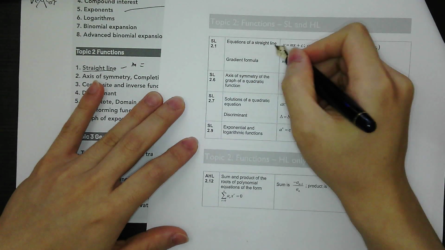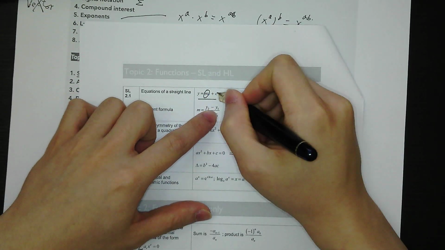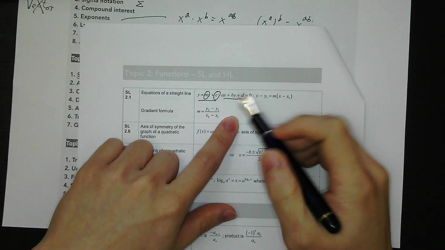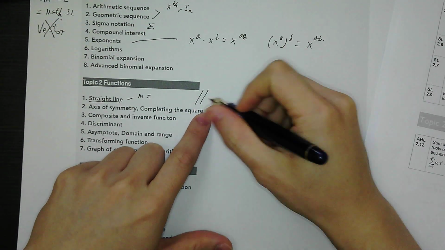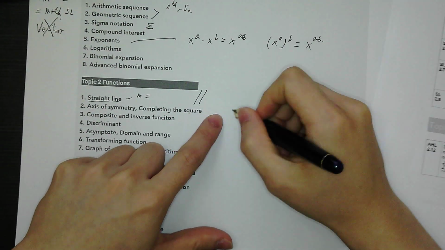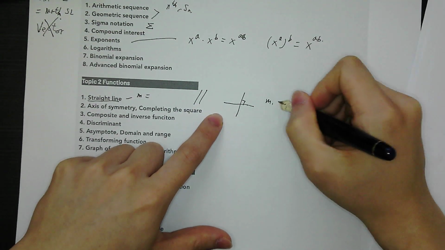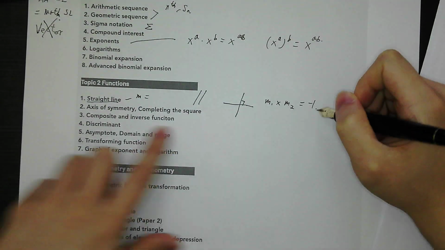Also finding the equation of a straight line. The slope-intercept form, the m is the gradient and the c is the y-intercept, right? And this one is called the general form of a straight line. Also for 2 parallel straight lines, that means the gradients are equal. And for 2 perpendicular straight lines, that means the gradient is the negative reciprocal, or m1 times m2 equals -1.